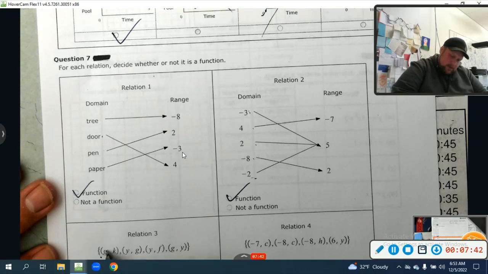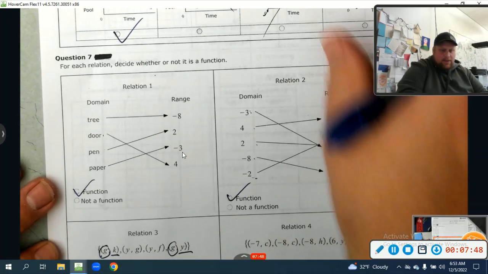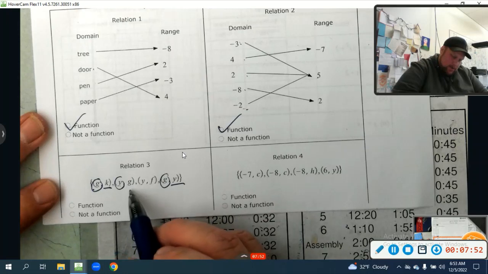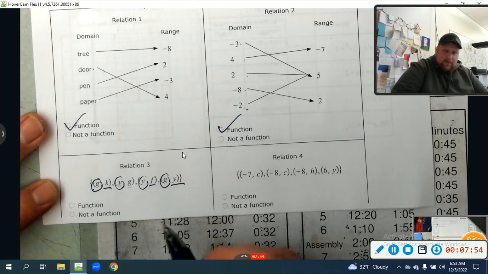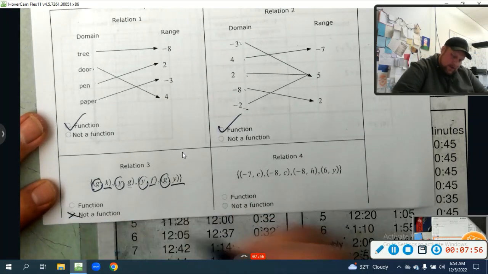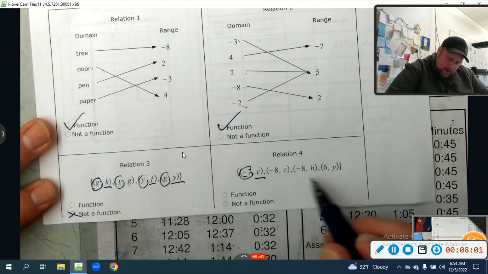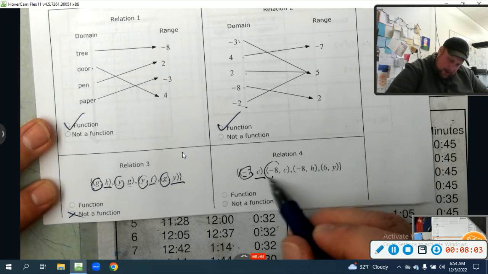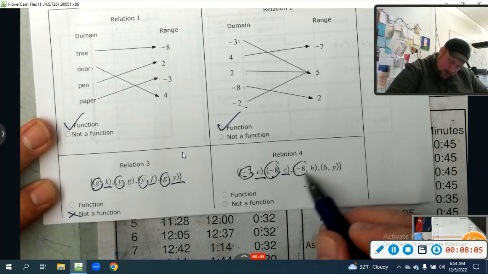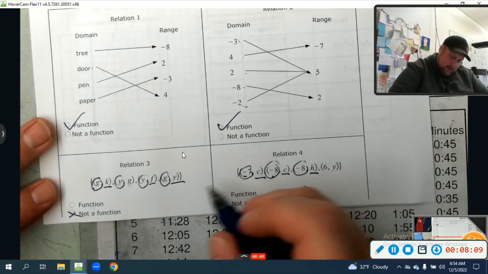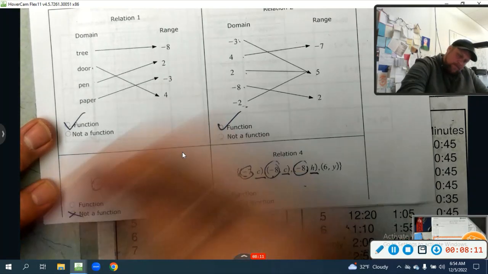Let's see. G goes to K. G goes to Y. G goes to two different things. Same thing for Y. Y goes to G, but Y goes to F. Those each go to two different things, not a function. Negative 7 goes to C. Is there another negative 7? Nope. Negative 8 goes to C. That's fine. Negative 8, but negative 8 also goes to H. Negative 8 goes to two different things, not a function.